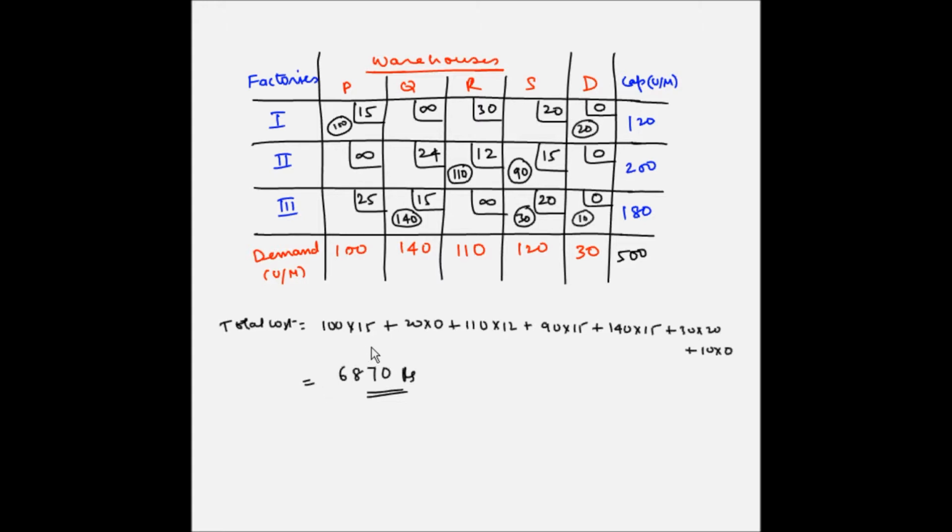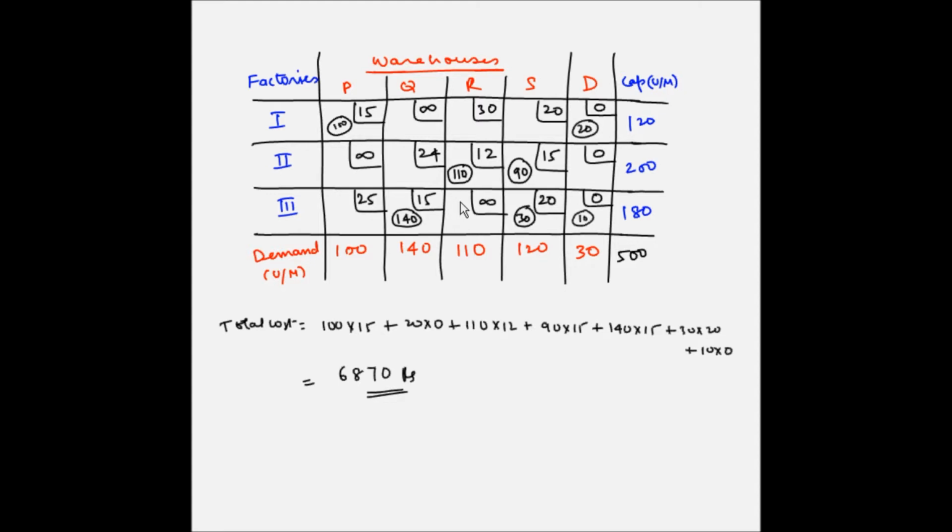So the first condition is that number of allocations should be equal to m plus n minus 1. So m plus n is 3 plus 5, which is 8, and minus 1 is 7. And let's now count the number of allocations. So 1, 2, 3, 4, 5, 6, 7. So the number of allocations is equal to m plus n minus 1. So the first condition has been met.